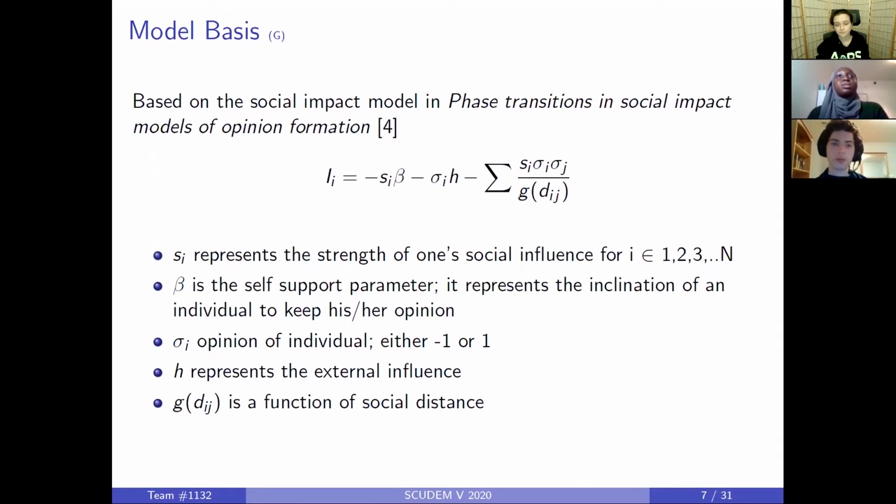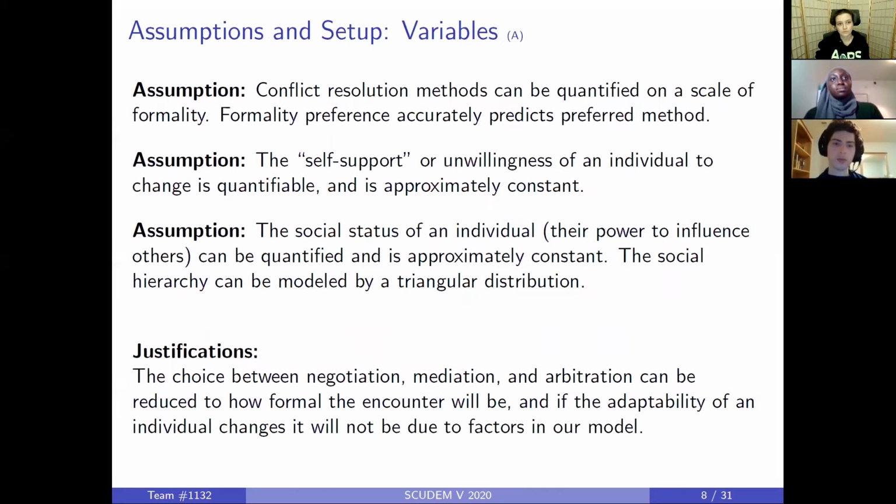Our basis for this model is the social impact model in phase transition and social impact models of opinion formation. I sub i is the social impact on each individual in the refugee camps and is modeled by S sub i, which is the strength of one's influence, beta, the self-support parameter, sigma sub i, the opinion of the individual, h, the external influence, and g of d sub ij, which is a function of social distance.